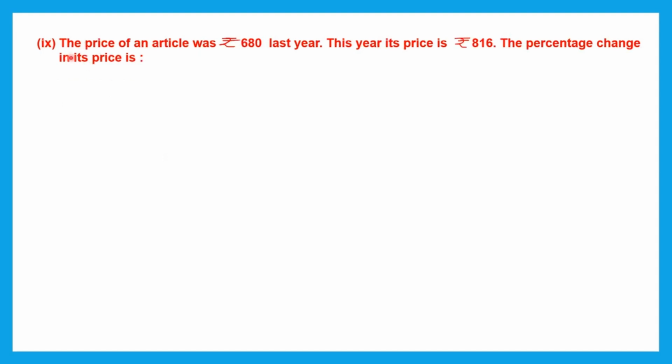Question 9. The price of an article was 680 rupees last year. This year its price is 816 rupees. The percentage change in its price. So as you can see, it was 680, now it's increased to 816. So there is a percentage increase. So let's write down the original price is 680 rupees. And the new price now is 816 rupees. So it's increased from 680 to 816.